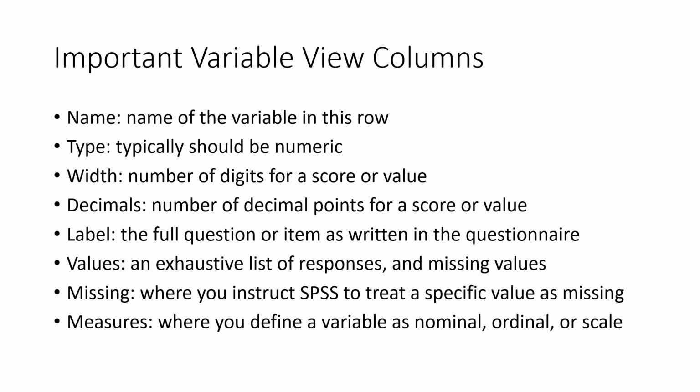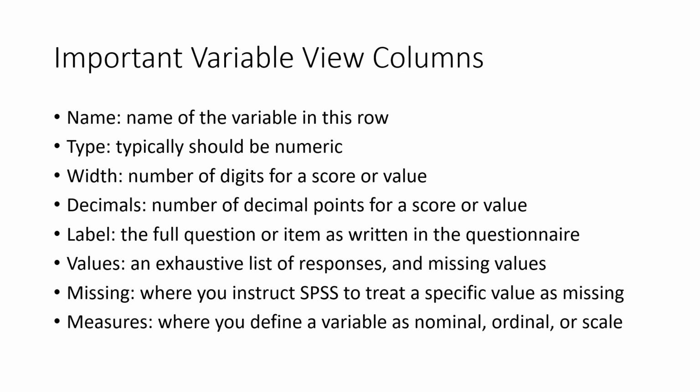So if you have 0 decimal points, you might have a score of, let's say, 21. If you have 2 decimal points, you might have a score of 21.51. If you have 1 decimal point, it might be 21.5. So it depends on how specific you want to be in your measurement.